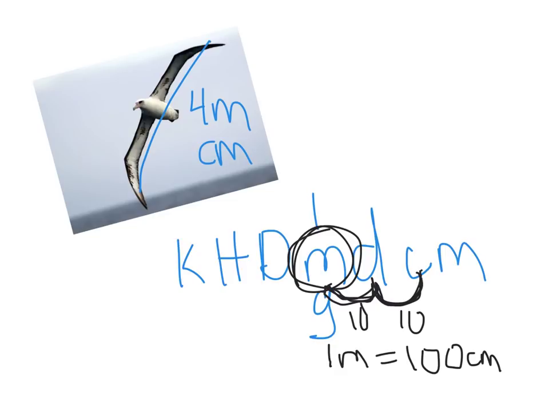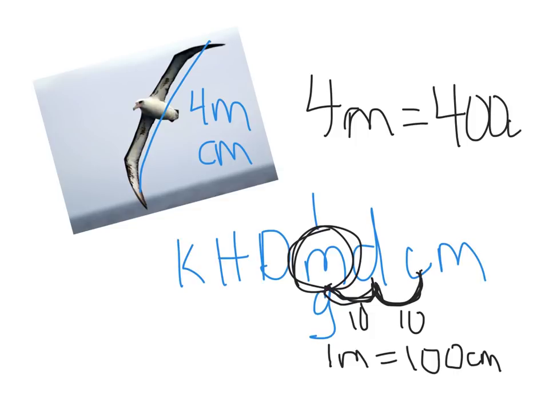So if we go back here to our albatross, we have 4 meters is going to equal how many centimeters? So if down here we had 1 meter equals 100 centimeters, 4 meters is going to equal 400. I hope you wrote it in your notes. It should equal 400 centimeters.